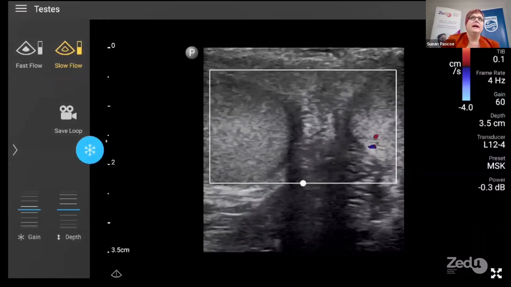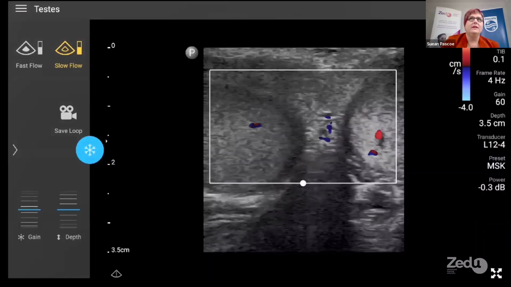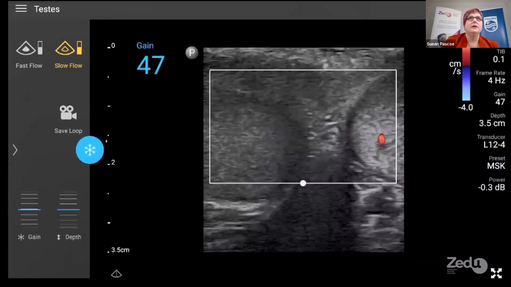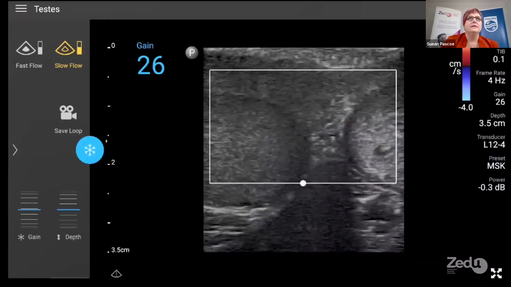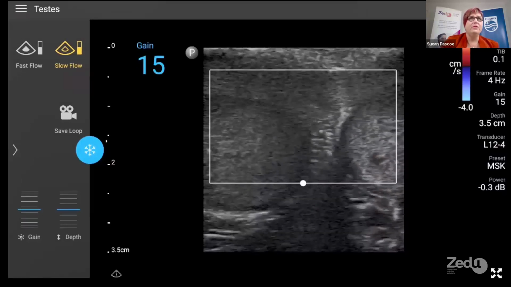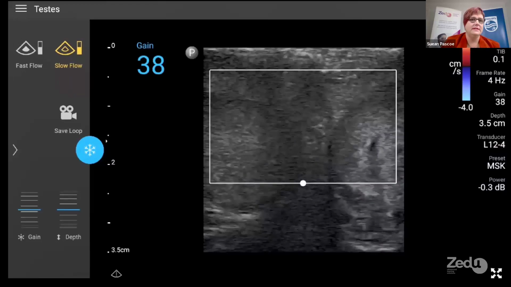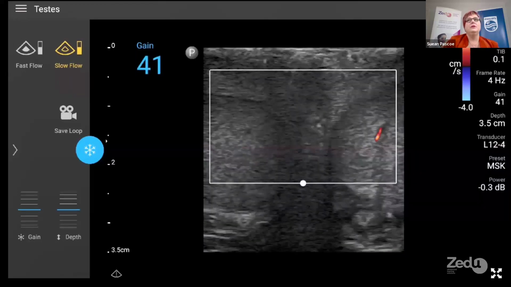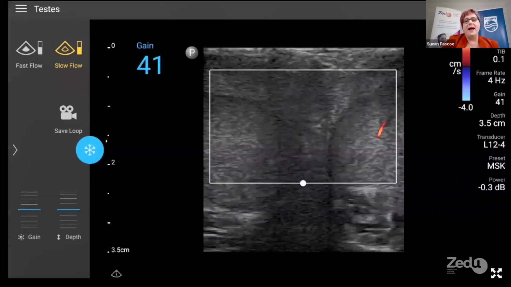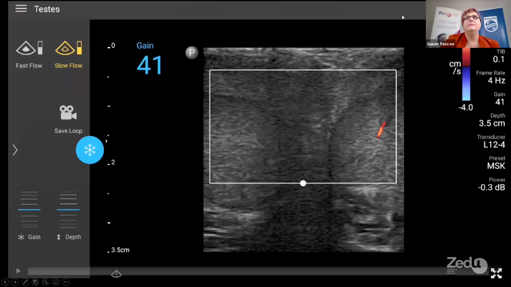If you wind it down too much, and you can see here we're going to go down some more, same patient, but we've got the gain set too low, and all of a sudden we've got no flow in either testis. So you need to wind the gain up until it flares at you, and then start to wind it back until it just disappears with your scale setting here under 7.